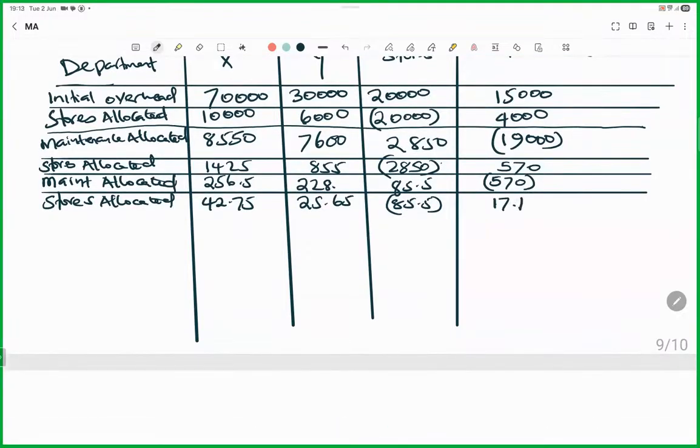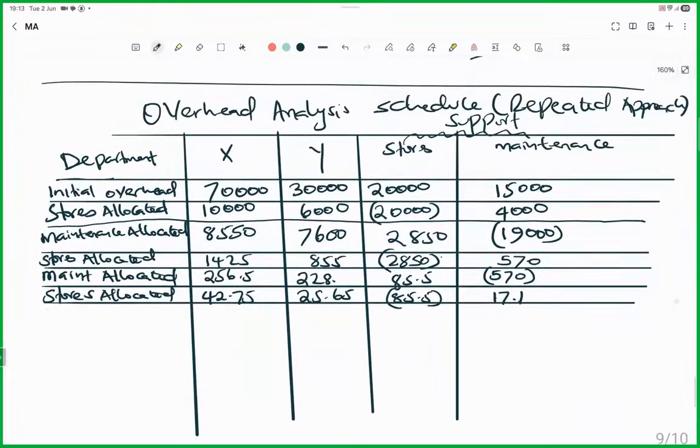17.1. Something bad has happened. Something bad has really happened. We have taken some money to maintenance, isn't it? This is 17.1. Remember, we have our percentages for maintenance, 45%, 40%, and 15%. So 45% of this gives me 9. No, I would want us to have 2 decimal places. 7.7. 7.70.